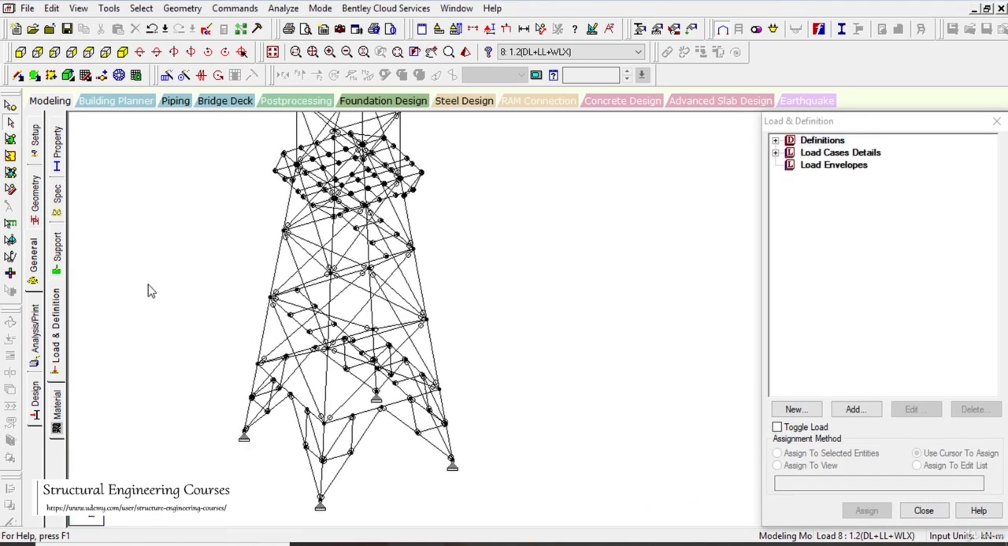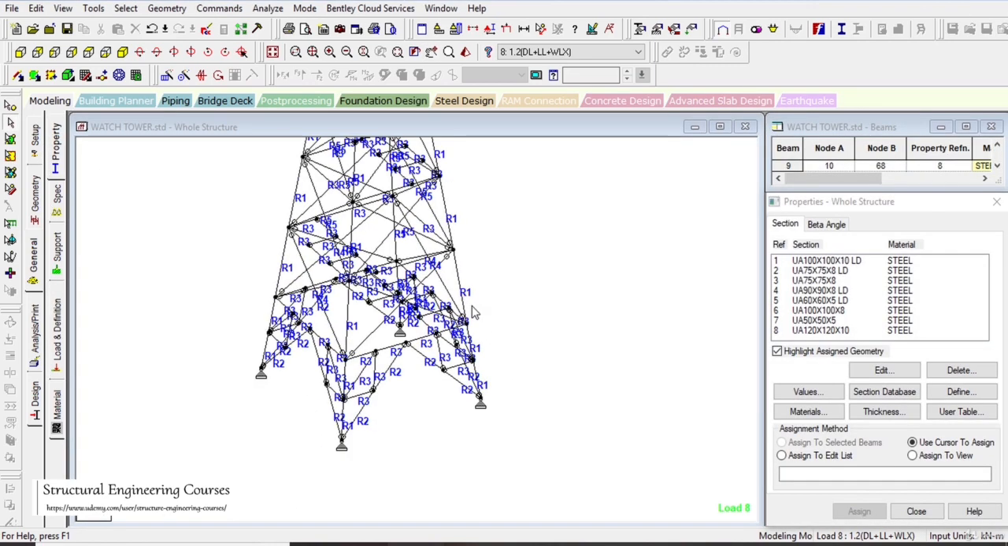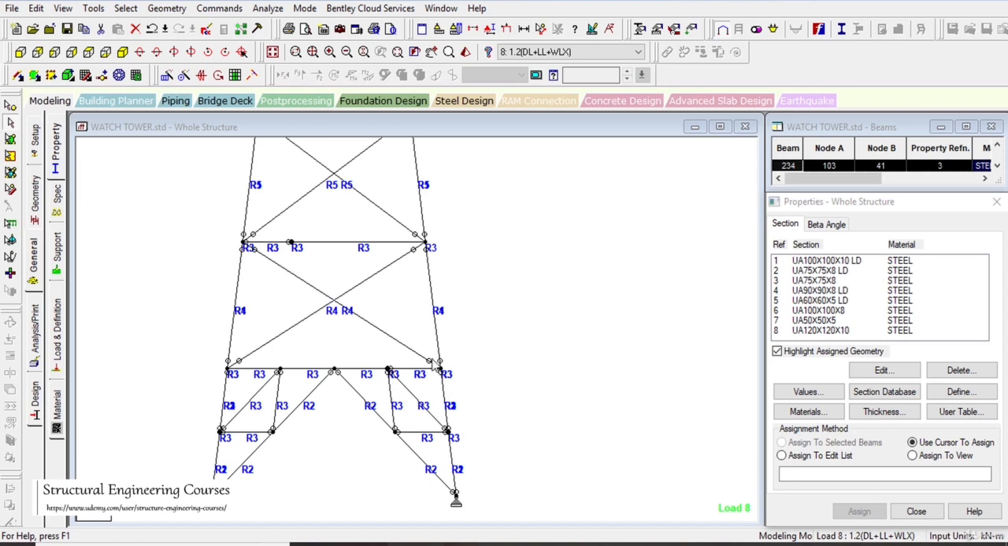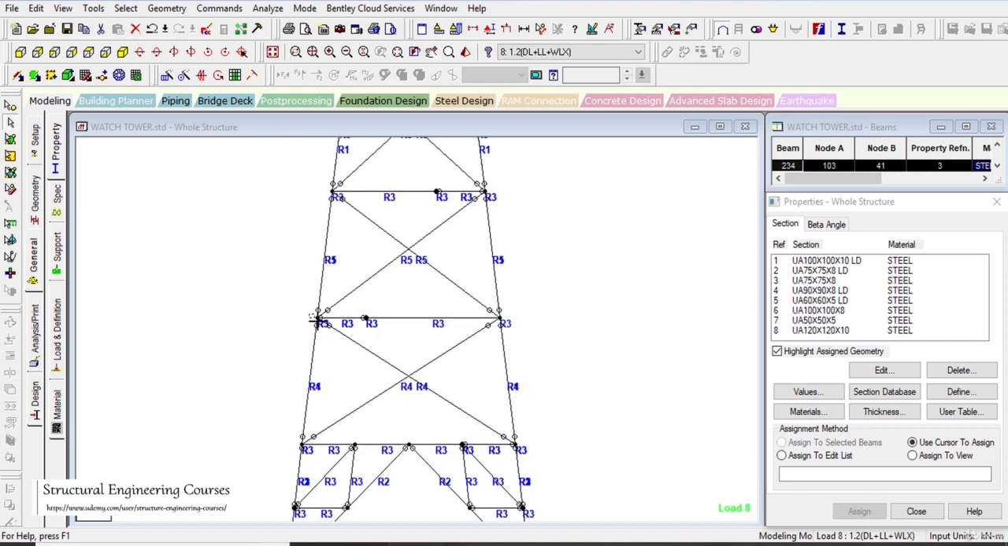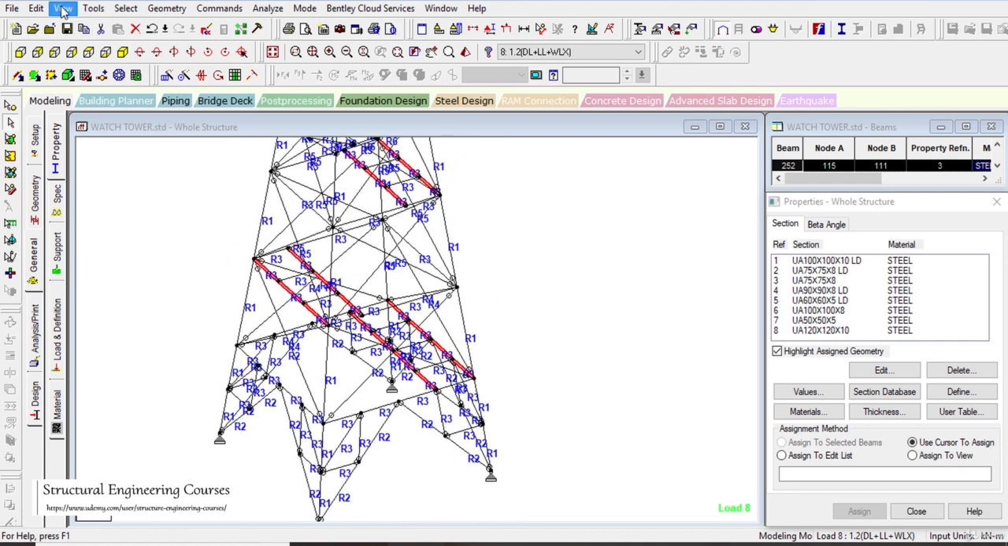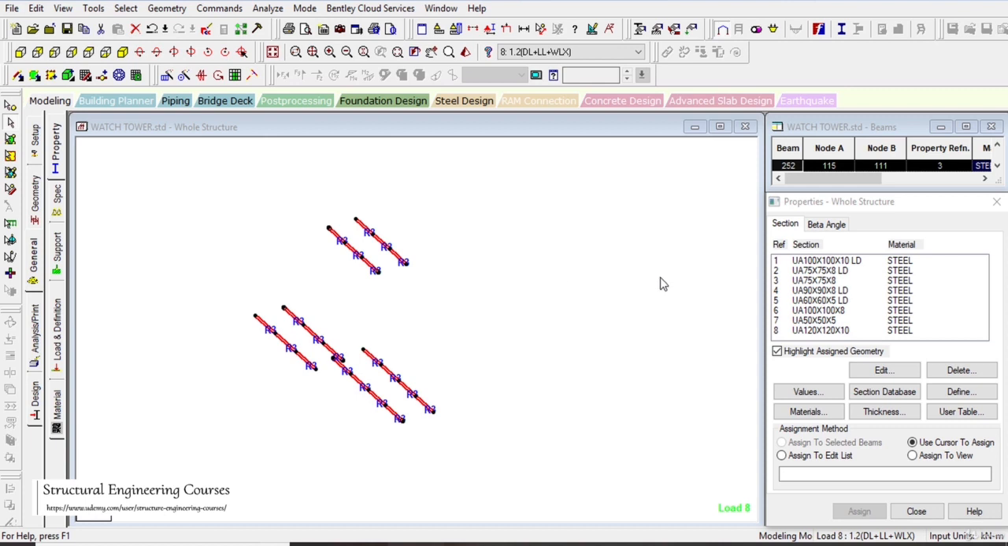As the angle sections are very weak in bending, what we basically need to do here to avoid the excessive displacements is change these members to channel sections, because channels are very strong in bending. So we can left click on these members here.